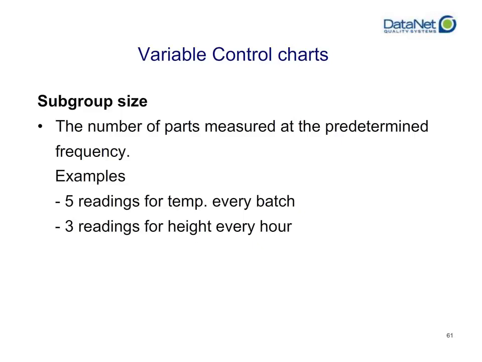So subgroup size is how big that subgroup is: how many individual readings, or what we refer to as samples, are averaged together, turned into a subgroup, and plotted onto the control chart. The way it is on this slide, it's the number of parts measured at the predetermined frequency. That's a quick way of remembering what a subgroup is. For example, if you record 5 readings for temperature every batch, your subgroup size is 5, and that might get plotted on a control chart. 3 readings for height every hour is another possible example of how you might have a subgroup set up.